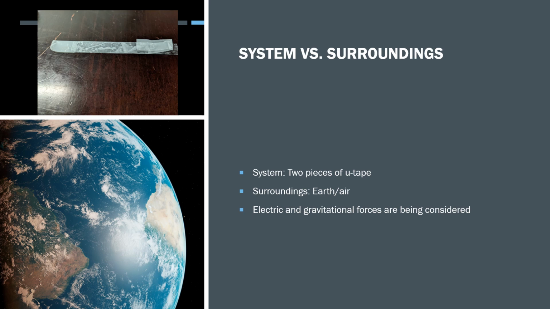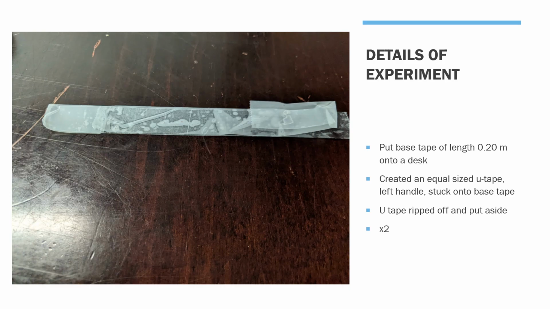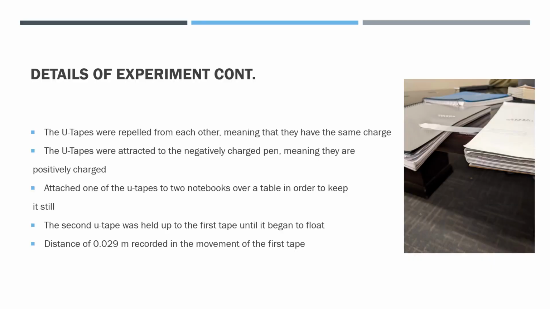In this case, the system is our two pieces of U-tape, and the surroundings are the earth and the air, and we are only going to consider electric and gravitational forces. First I put a base tape of length 0.20 meters onto a desk, and created an equal-sized U-tape with a handle, which I stuck onto the base tape. I then ripped off the U-tape and put it aside on the table, and I did that 2 times.